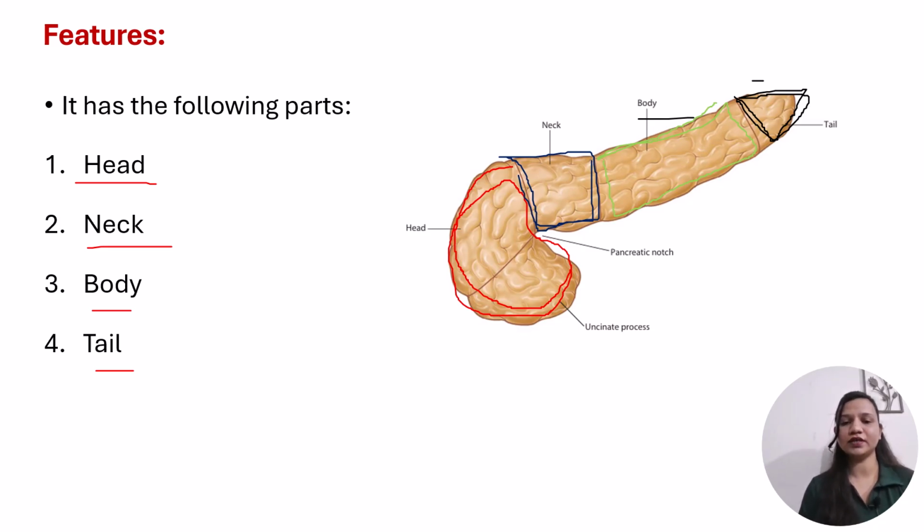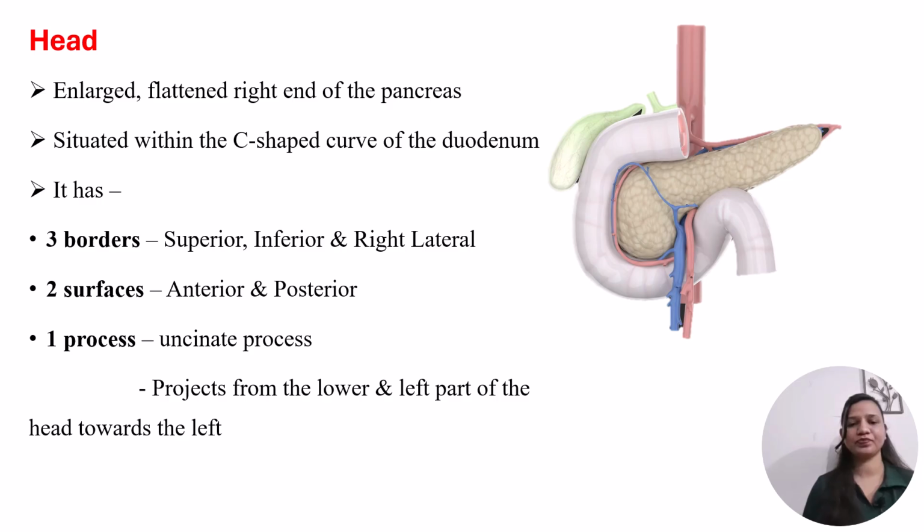In the head portion there is one more structure present, which is called the uncinate process. We'll understand exactly what the uncinate process is. First is the head. The head of the pancreas is the most enlarged portion of the pancreas, the flattened right end. As I have already told, the head portion is present towards the right side.